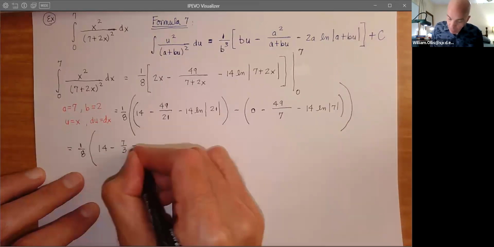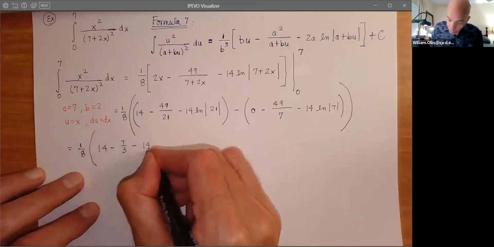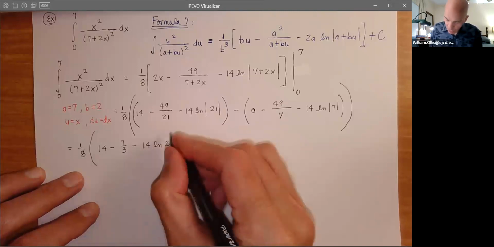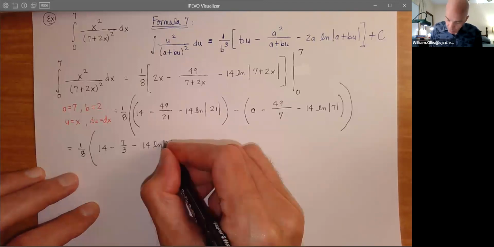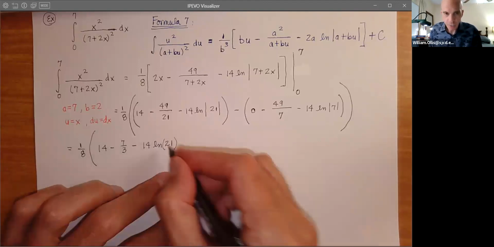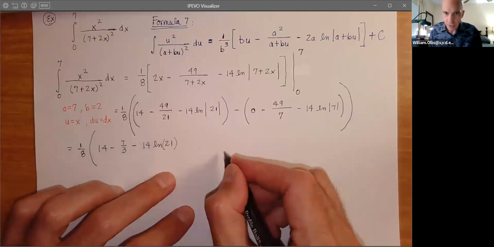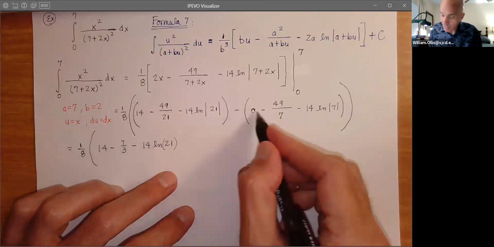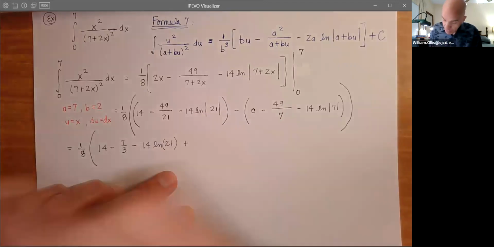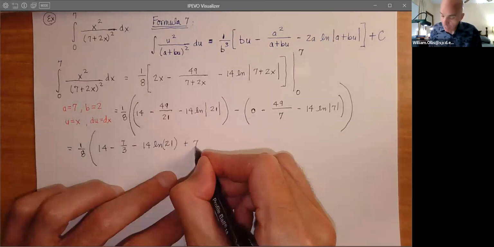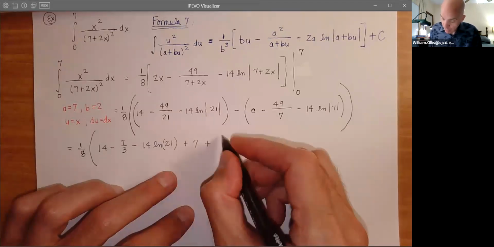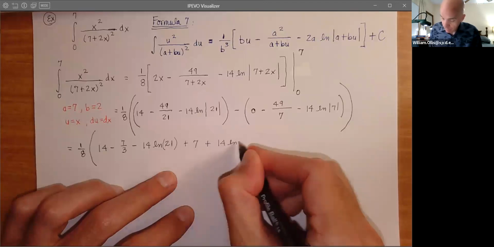And then we have a -14 natural log of 21. We don't really need anything there. You can put the absolute values. Just maybe for now, just put parentheses if you like. We don't really need them, but with the numbers and all, it might be a little easier to understand. And then we have minus minus. So 49/7, that's just a 7. So plus a 7. And then we have minus minus again. So this will be plus 14 natural log of 7.